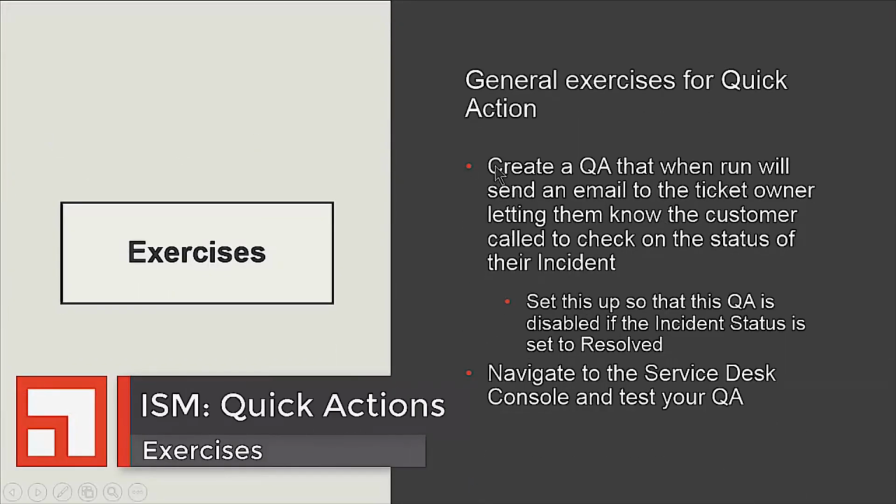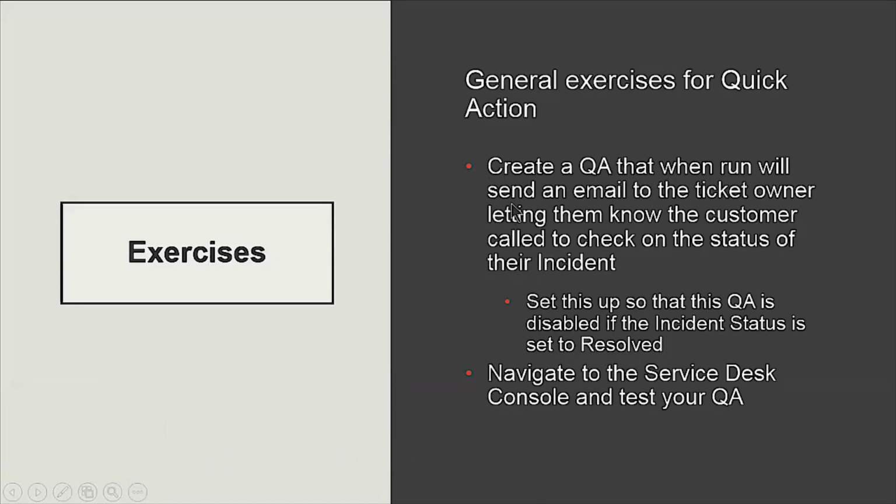So the first one here is to create a quick action that when run will send an email to the ticket owner. So remember, you're going to use the owner field, and then letting them know that the customer called to check on the status of their incident. So what it's going to do is send that email out. Set this up so that that quick action is disabled, meaning it's going to show as grayed out on the list if the incident status is set to resolved. So any other status, it's not going to be grayed out, but if it's resolved, it will be grayed out.